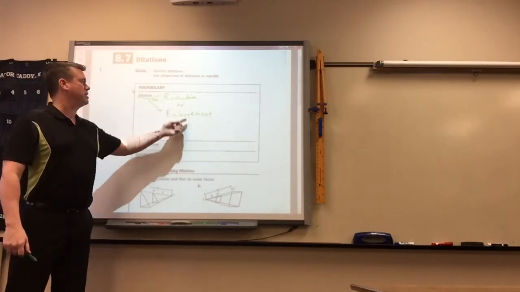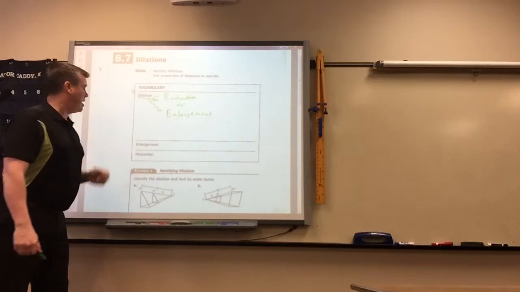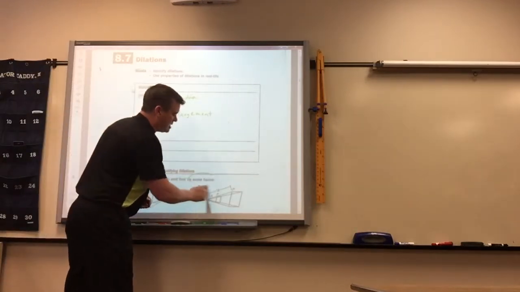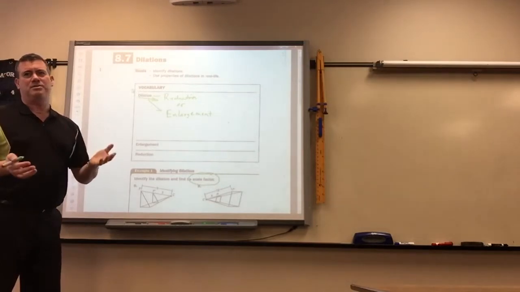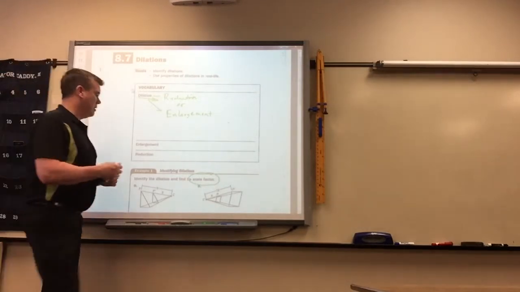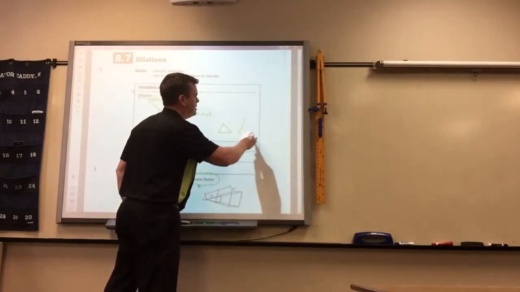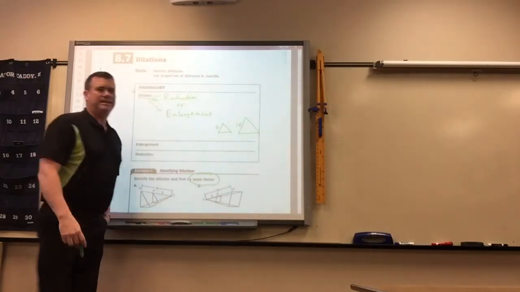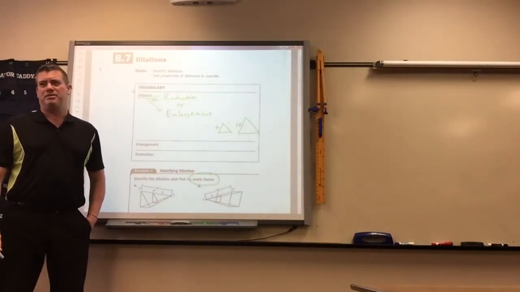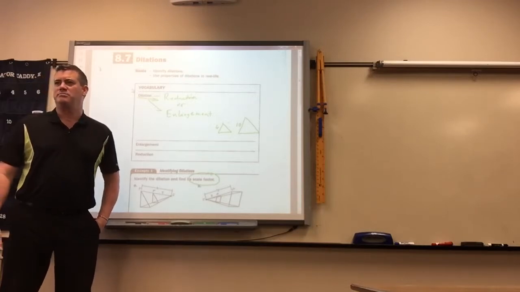If it gets bigger, it's an enlargement. If it gets smaller, it's a reduction. And then what they do is you got to say its scale factor. How much smaller does it get and how much bigger does it get? Remember when we did scale factors of two things, what do you got to do to find the scale factor of something? It's just the ratio of the sides, right?